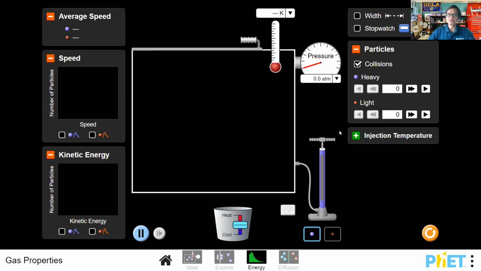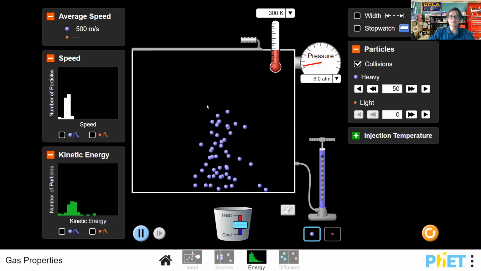All right, so let's go ahead and inject, and I'm going to stick with the heavy particles here. There are two different types of gas particles. Remember, we have the heavy, that is the larger, more massive particles, which are represented by the blue spheres, and the lighter particles that are represented by the red spheres here. Okay, so let's punch in 50. So right now we have 50 gas particles here.